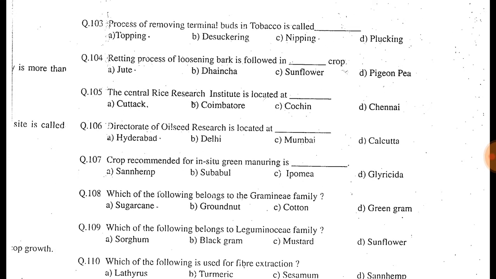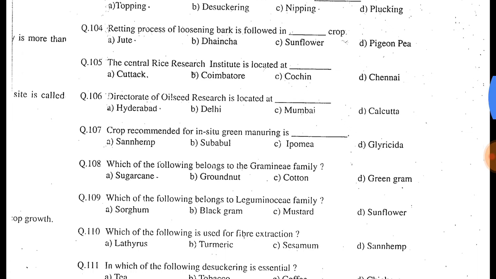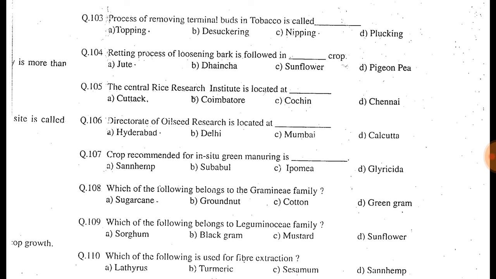Process of removing terminal bud in tobacco is called topping. Retting process in jute. Central Rice Research Institute is in Cuttack. 106. Directorate of Oilseeds Research is located at Hyderabad. 107. Crop requirement for in situ green manuring is sunhemp. Which of the following belongs to Gramineae family? Sugarcane.